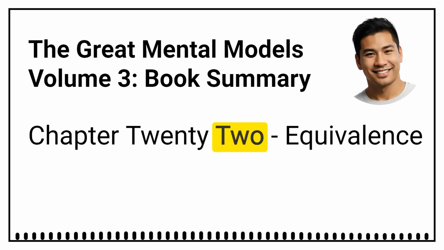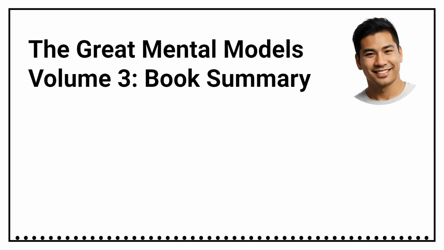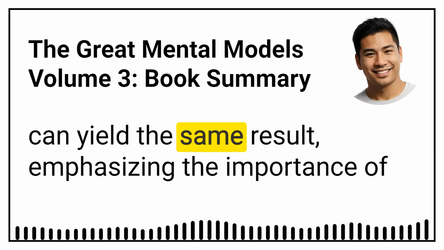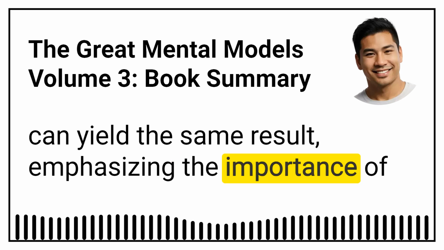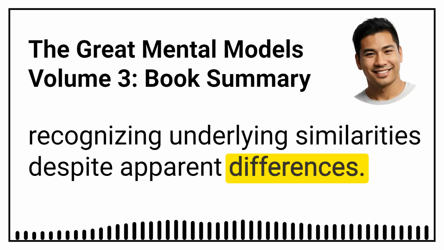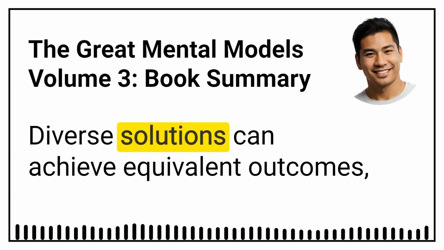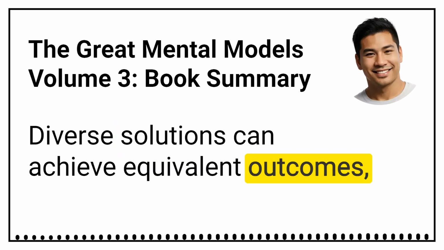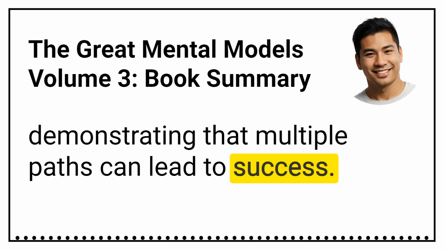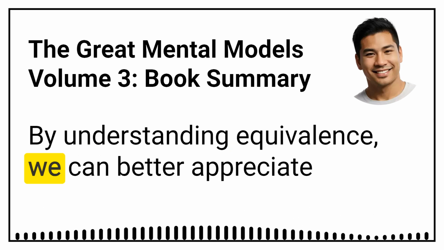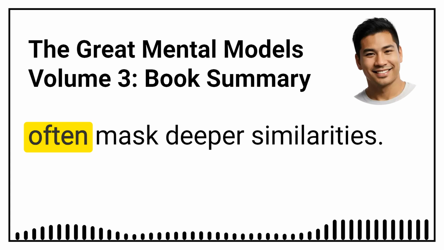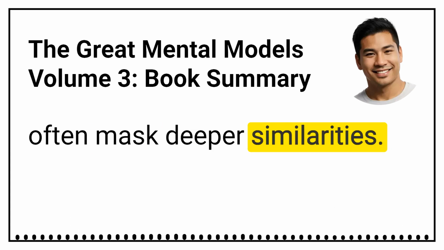Chapter 22. Equivalence. Equivalence highlights that different methods or approaches can yield the same result, emphasizing the importance of recognizing underlying similarities despite apparent differences. Diverse solutions can achieve equivalent outcomes, demonstrating that multiple paths can lead to success. By understanding equivalence, we can better appreciate and connect with others, acknowledging that differences often mask deeper similarities.